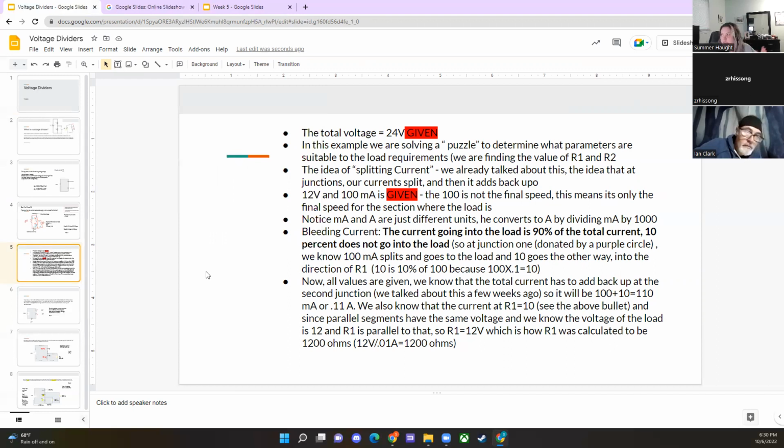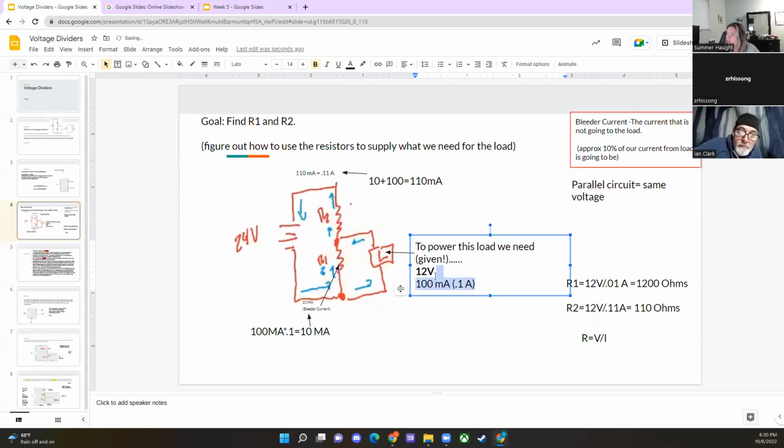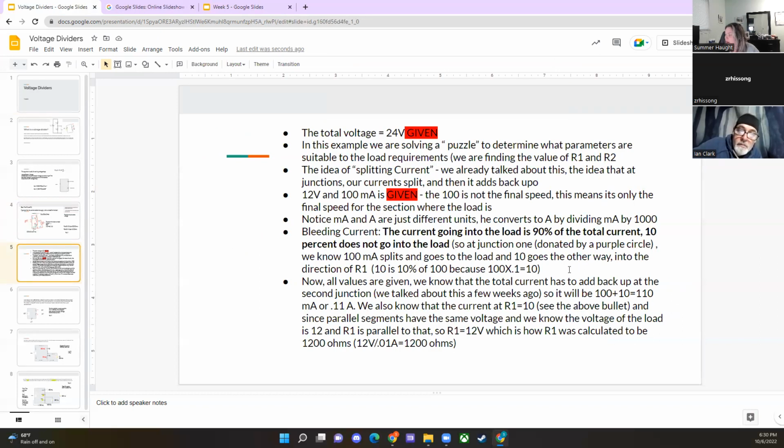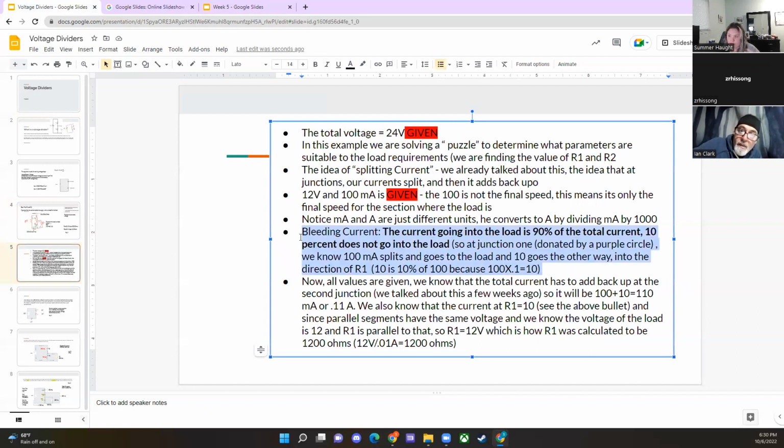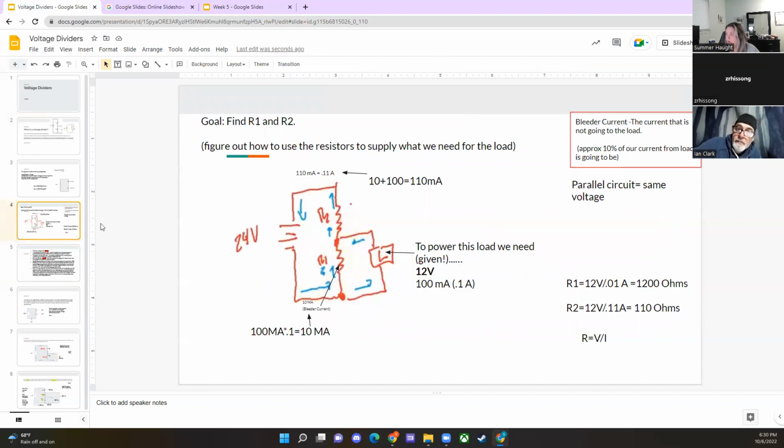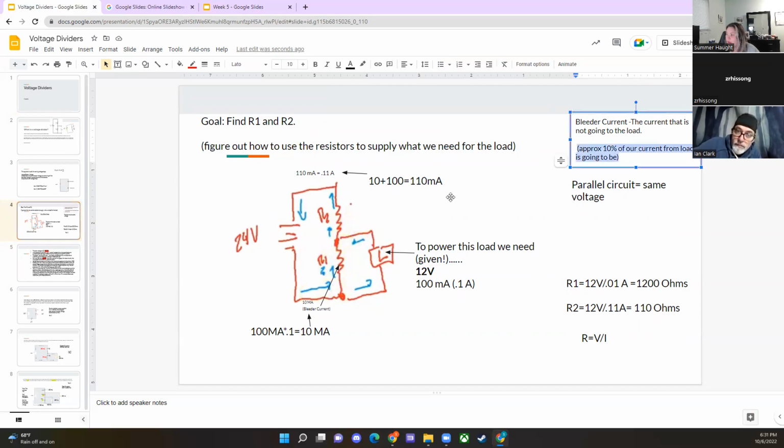It's important, this idea of splitting current, like we talked about in past weeks, it comes back up, and that's how you solve these voltage dividers. When you're doing these voltage dividers, you're always going to be given what parameters you have for that particular load, or you're not going to be able to solve the voltage divider. That idea of that bleeder current is what you needed to solve that problem, right? So just make sure that this concept is clear for how to use this 10% value in order to calculate the particular amperage that you need at whatever point in time.